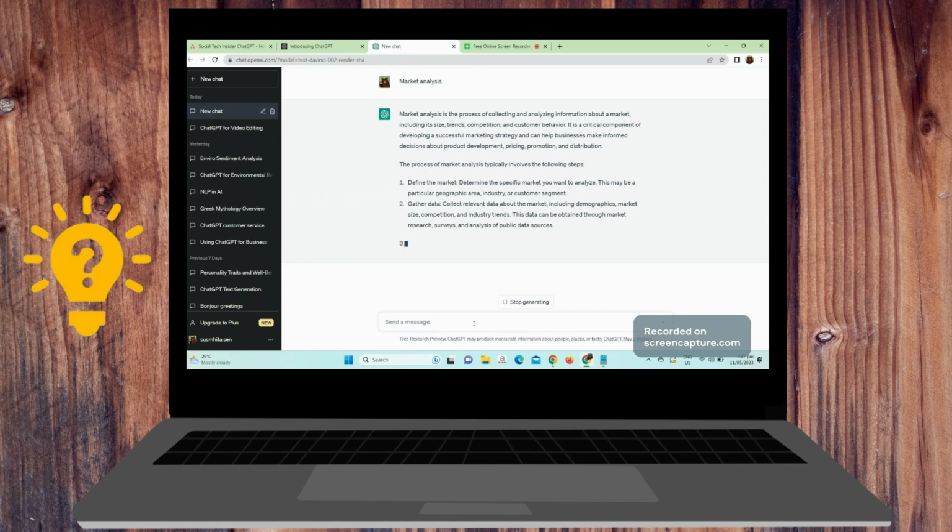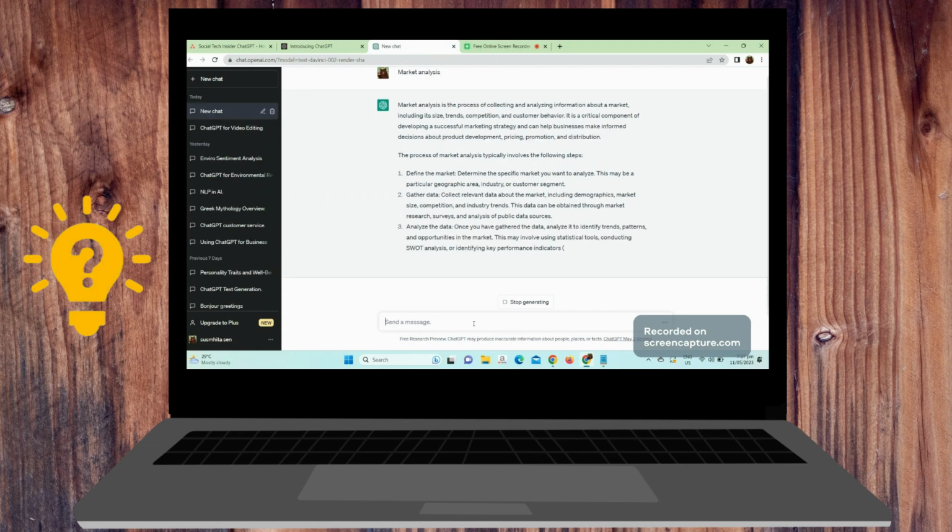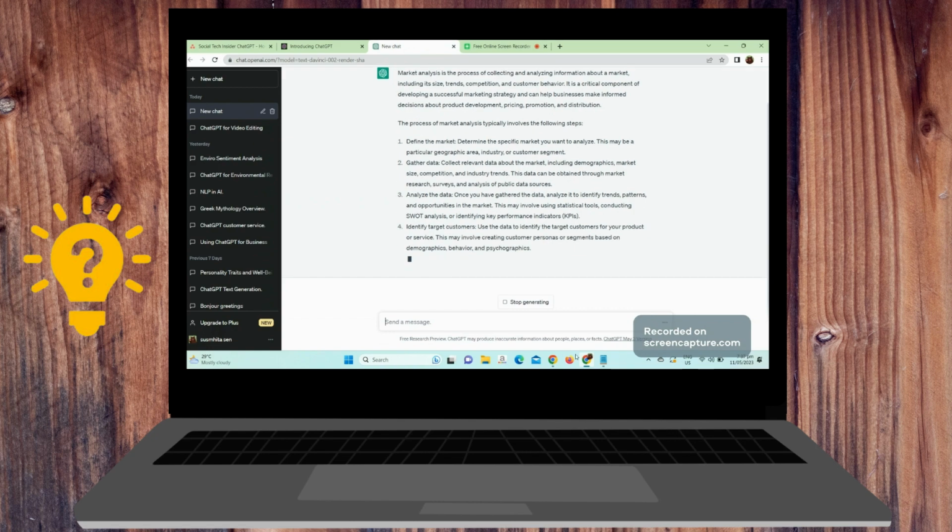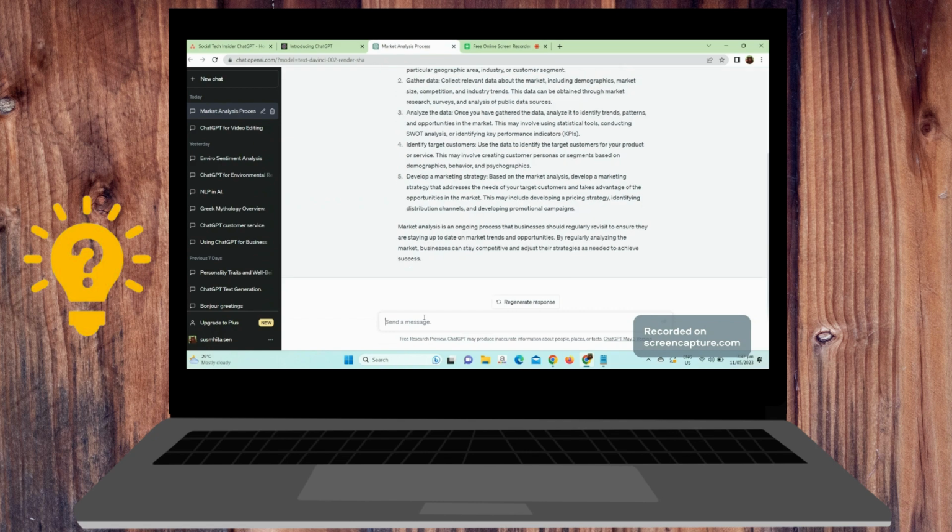Stock analysis. You can use ChatGPT to analyze individual stocks and provide insight into their financial health, growth potential, and other factors that may affect their stock prices.